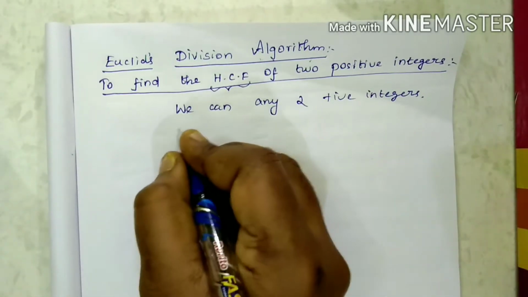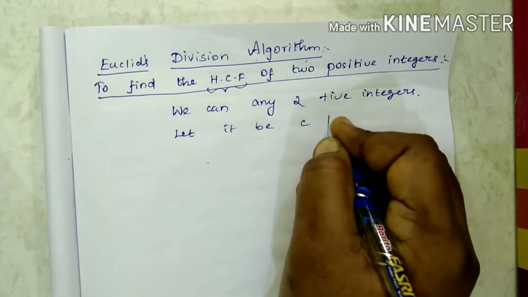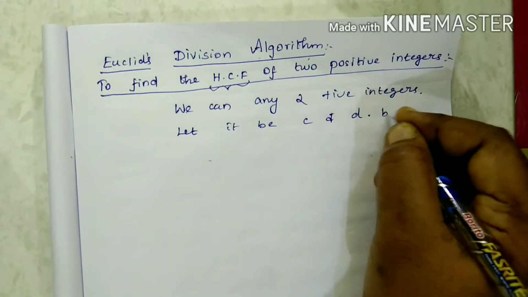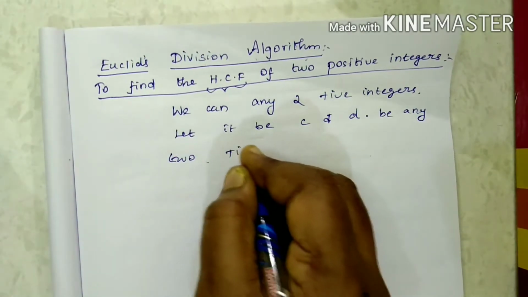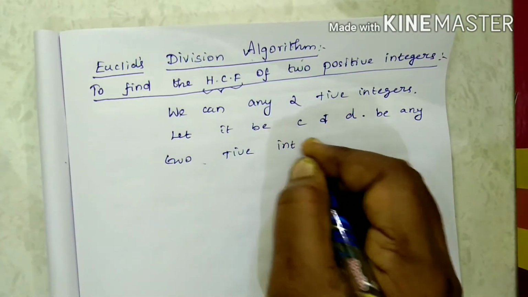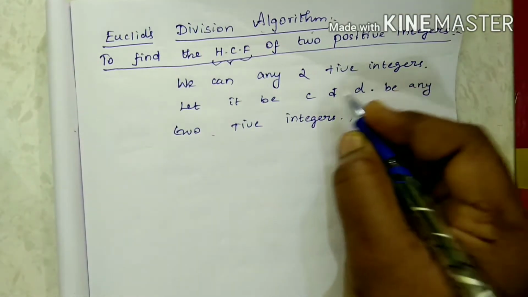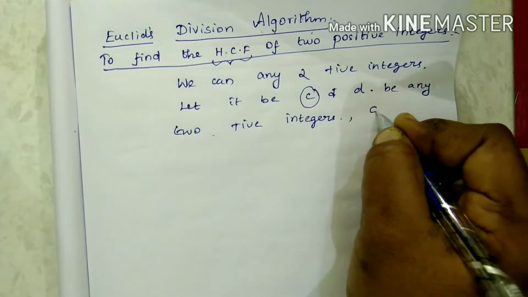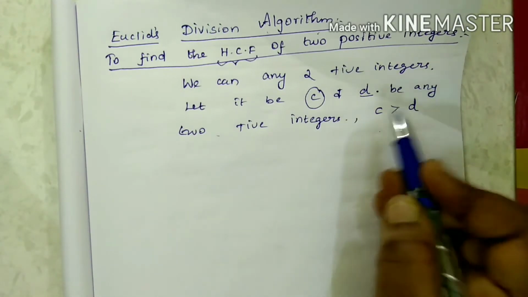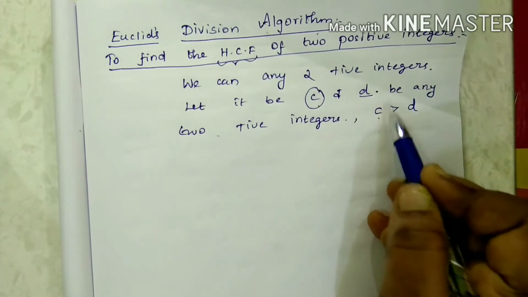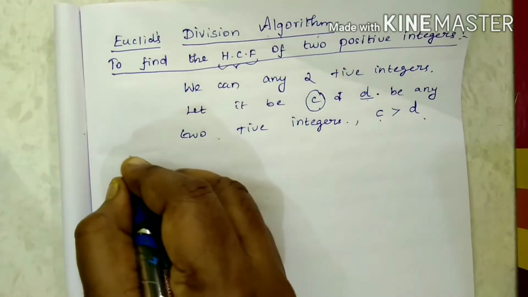In general we can take, let it be C and D, be any two positive integers, with one condition: this integer C should be greater than this integer D. Now we can proceed to step 1.